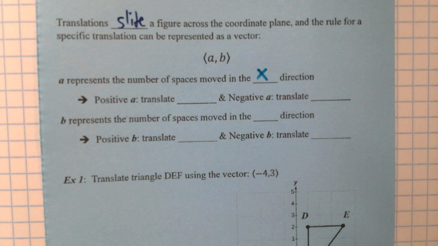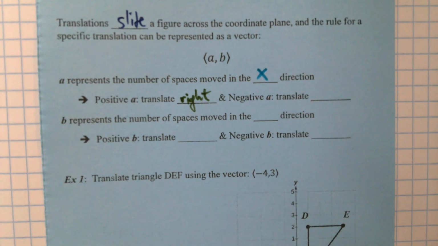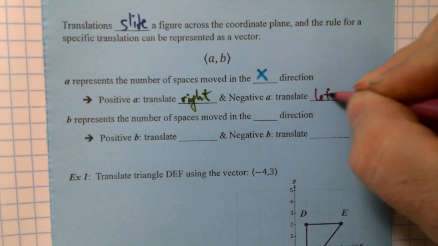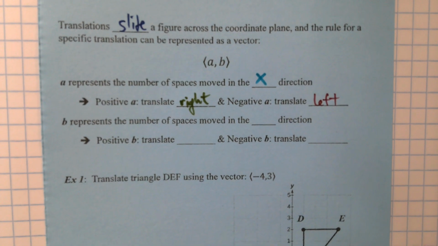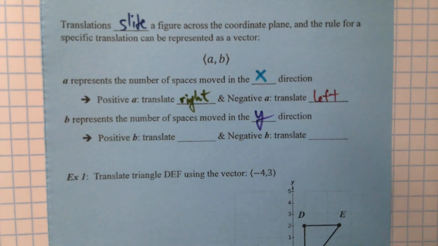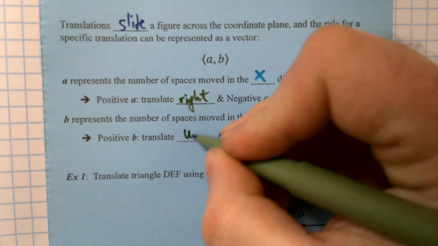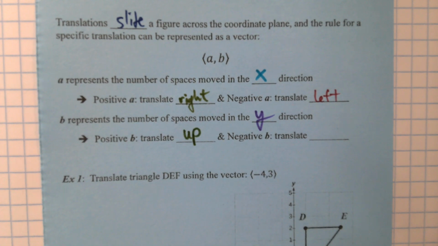If I have a positive a value, I'm going to be translating to the right. And a negative a value, what direction do you think I'm going to be translating? To the left. Lucky guess. b represents the number of spaces moved in the y direction. If I have a positive b value, what direction do you think I'm translating? Up. What about a negative b value? Down.